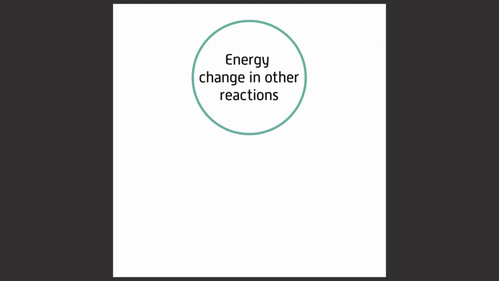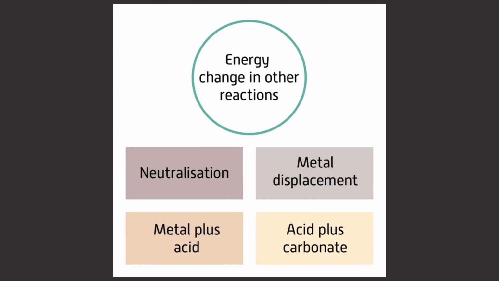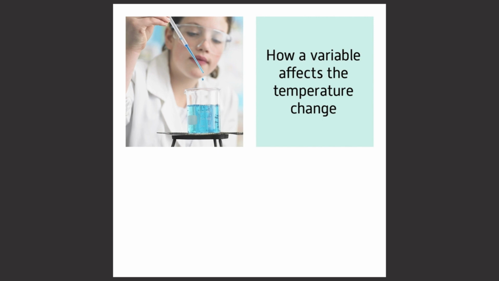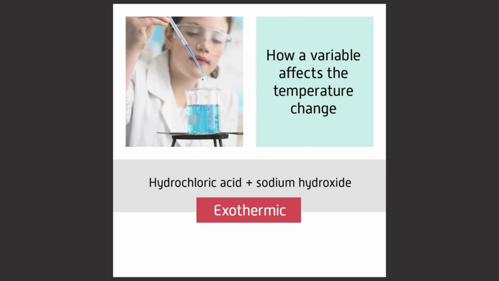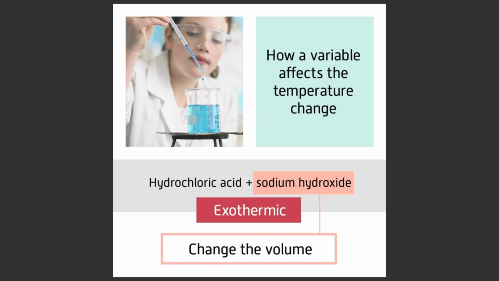A simple investigation would be to work out the energy change during some different reactions. You could try neutralization, metal displacement, metal plus acid and acid plus carbonate. You could also choose one reaction and investigate how a variable affects the temperature change. For example, the neutralization reaction between hydrochloric acid and sodium hydroxide is exothermic. You could change the volume of sodium hydroxide to see if there is an effect on temperature change.